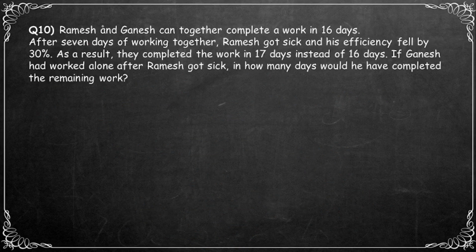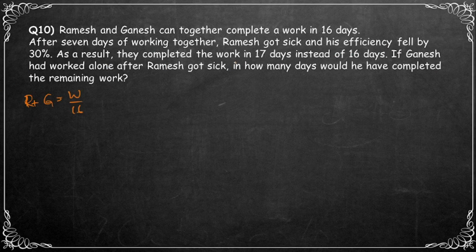Question 10. Ramesh and Ganesh can together complete a work in 16 days. After 7 days of working together, Ramesh got sick and his efficiency fell by 30%. As a result, they completed the work in 17 days instead of 16 days. If Ganesh had worked alone after Ramesh got sick, in how many days would he have completed the remaining work? So Ramesh and Ganesh, if they work together, complete that work in 16 days.